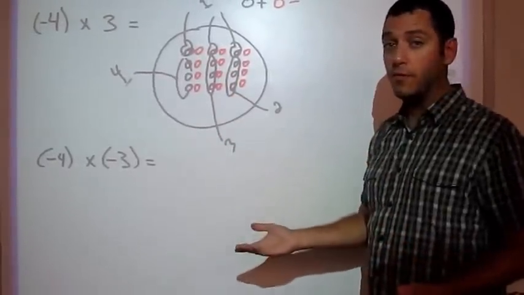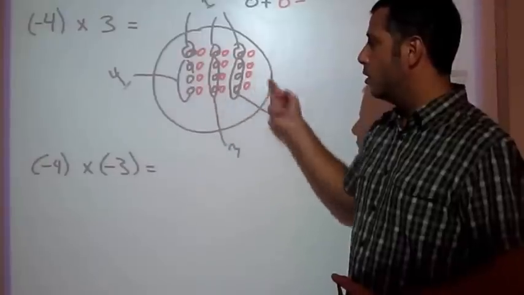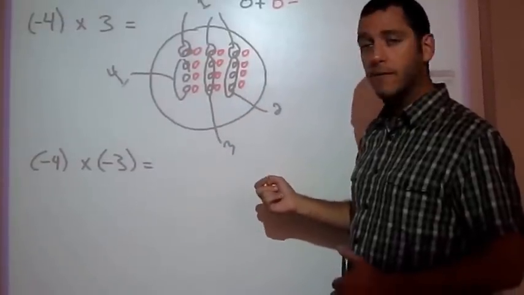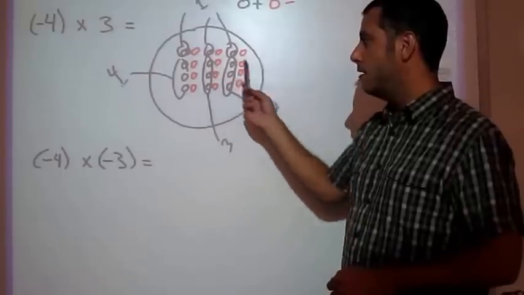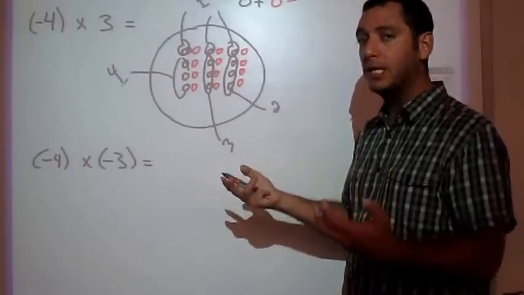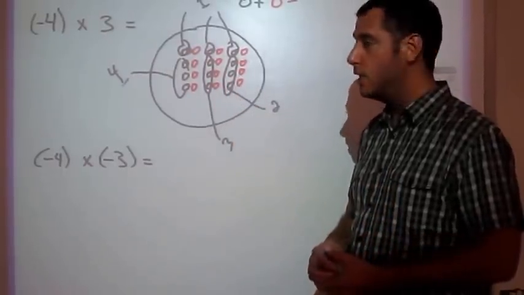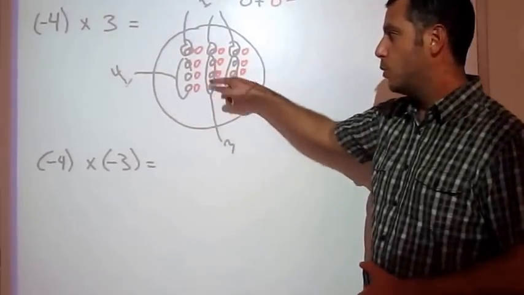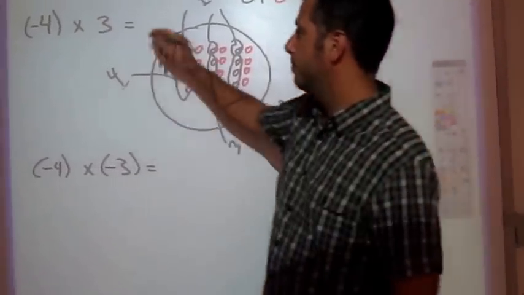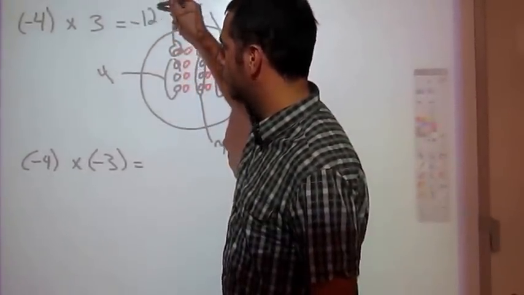Now, what's left over? Well, we've got 4 sets of 3 red tiles. These are our remaining value in our bank account, and that is the answer to our problem here. So 12 reds would be negative. Our answer is negative 12.